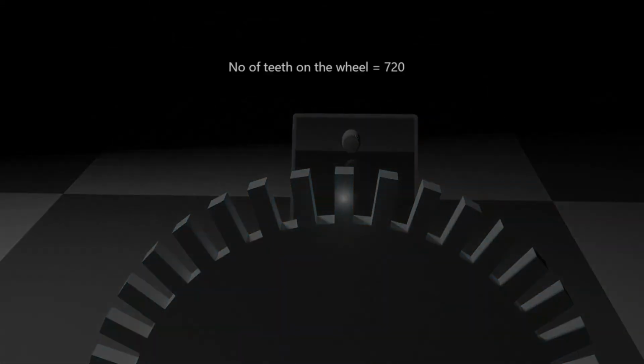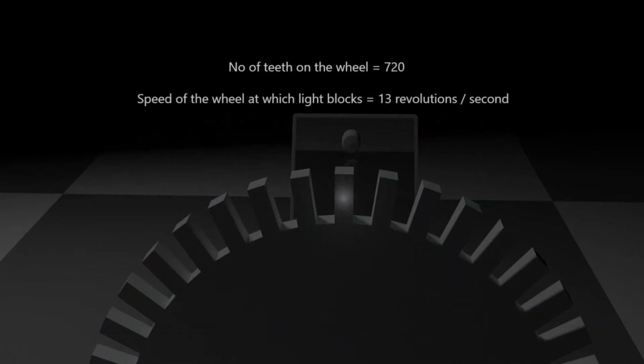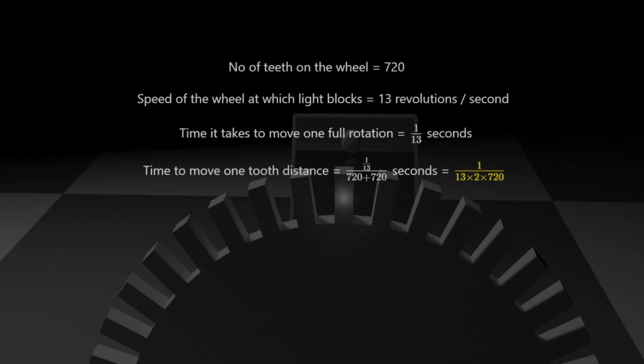If the number of teeth on the wheel is say 720 and the speed of the wheel at which light blocks is 13 revolutions per second, which means the time it takes to rotate one full circle is 1 by 13 seconds. We can now find out the time it takes for the wheel to move the distance of one tooth. There are 720 teeth and 720 gaps of the same length. So if we divide the time of the full rotation by 720 plus 720, we get the time it takes to rotate one gap length.